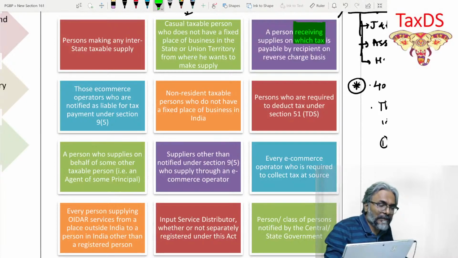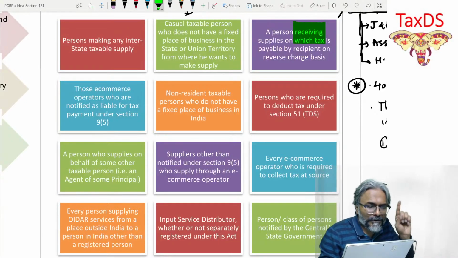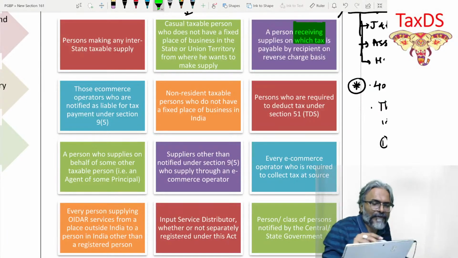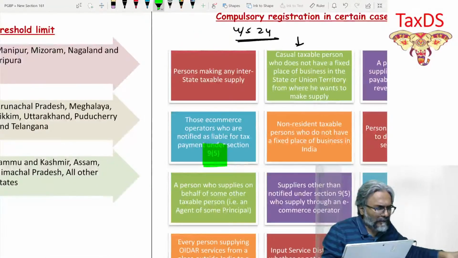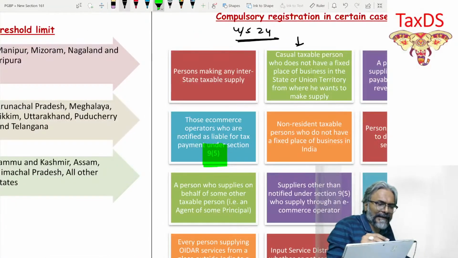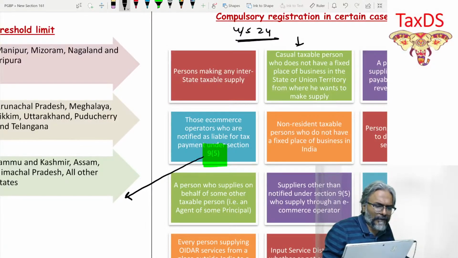The next one, students, is an important one. Those e-commerce operators who are notified as liable for tax payment under section 95. Who are liable, students, in 95? You may be aware of it, students. Who are they? The 95 category in this regard. E-commerce operator of 95.